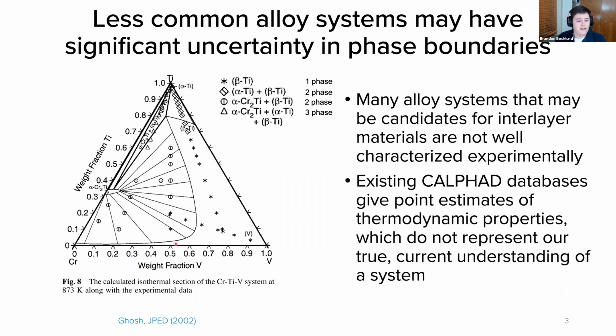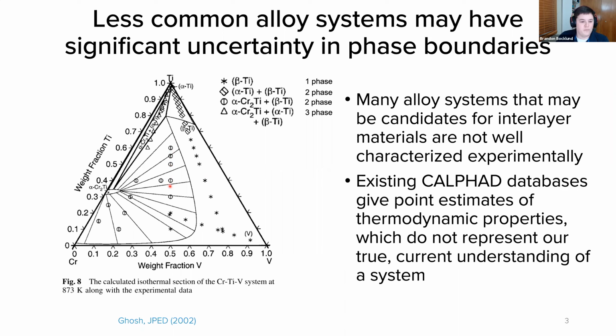But additionally, here's a different system: chrome, titanium, vanadium. We can see in this assessment at this isothermal section, there's several data plotted based on some experiments. If we focus on this phase boundary, connecting the single phase BCC region to the chrome 2 titanium region, the experiments here as stars are all single phase BCC, and the dashed circles are all two phase.